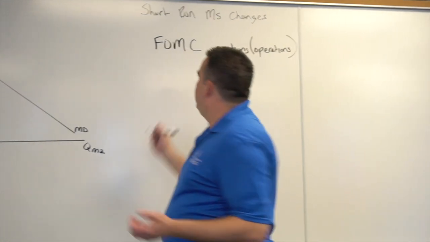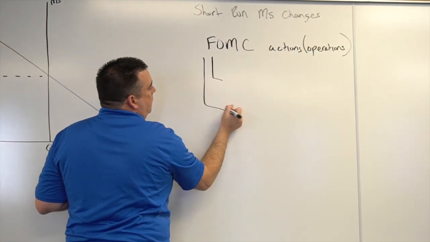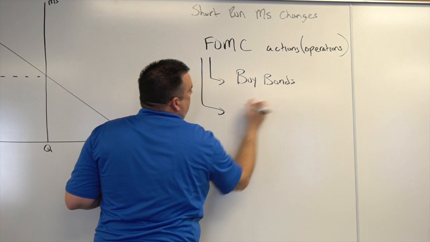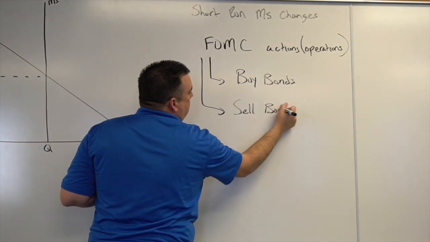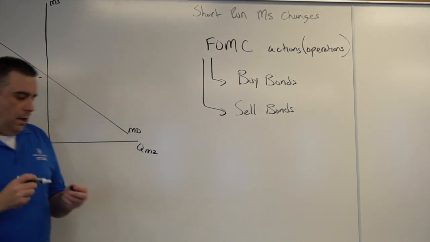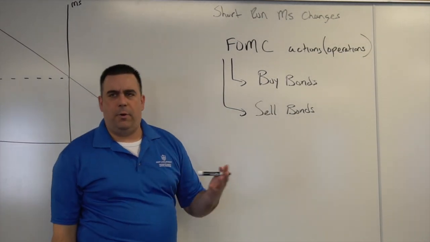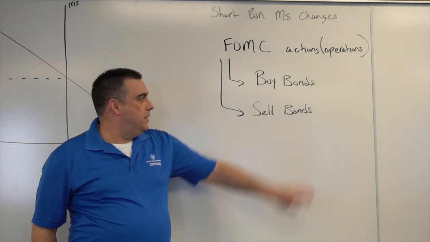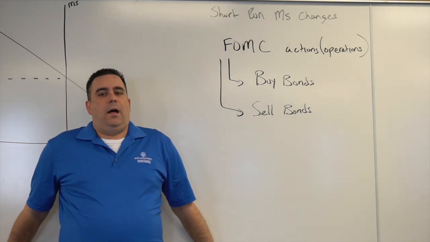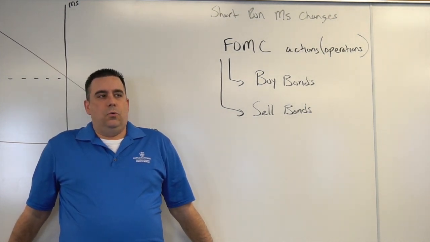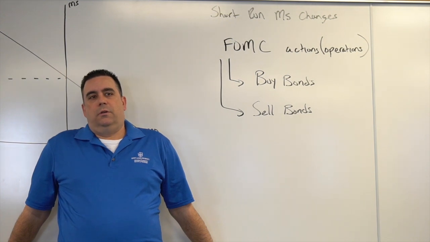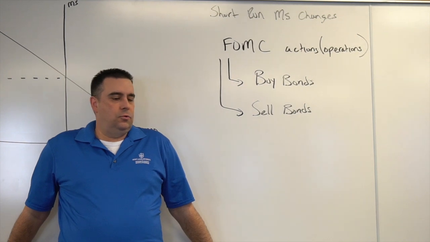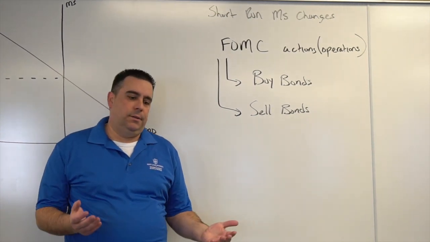There are two things that the FOMC can do. They can either buy bonds or sell bonds. I don't think I've given a definition for bonds, although I've mentioned it several times, so let me do that really quick. A government bond, and that's what I'm referring to here, is an IOU issued from the U.S. Treasury. That's all a bond is.